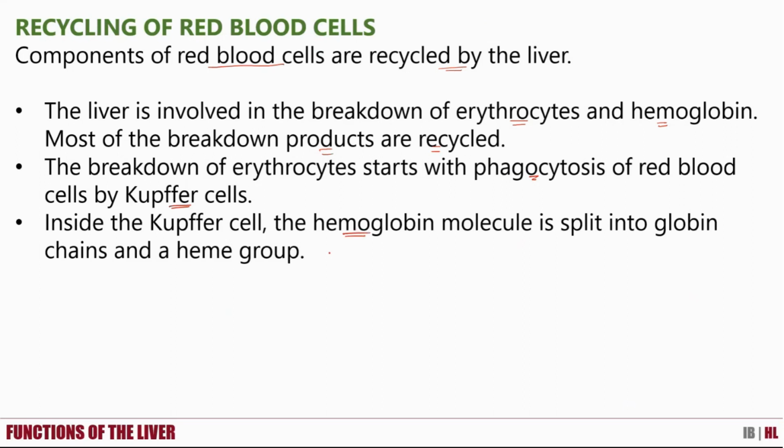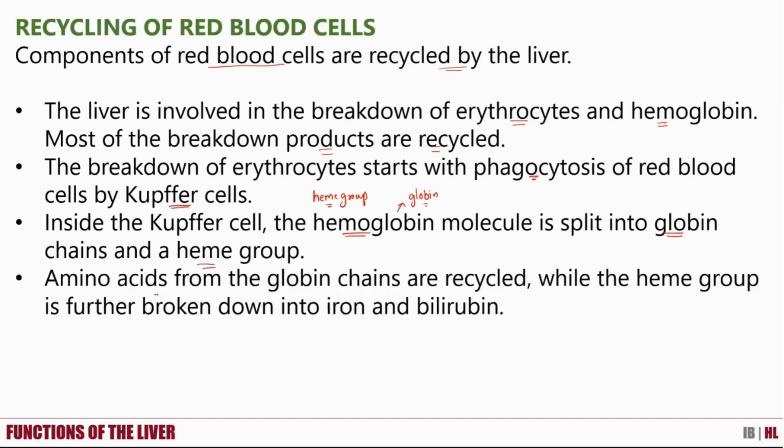Once these RBCs are broken down, what is released? Hemoglobin. Now hemoglobin is made up of two things. One is the heme group, which contains iron. And the other is a protein called globin protein, right? So these two things are separated. The hemoglobin molecule is split into a globin chain and a heme group. The amino acids from the globin chain are recycled, meaning they are ready to be used again, while the heme group is further broken down into iron and bilirubin.